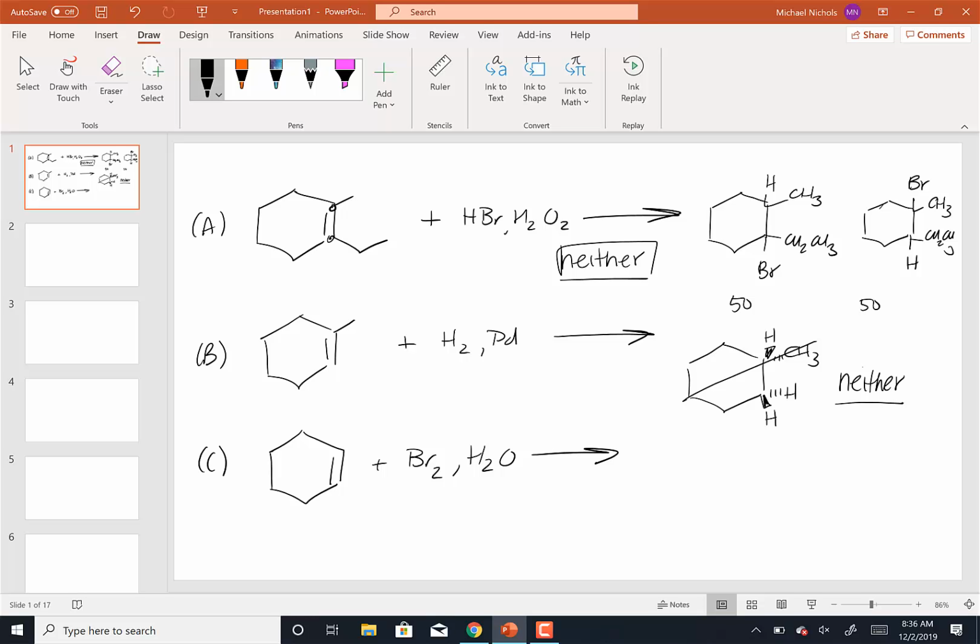How about the third one? Try the third one and see what you get there.